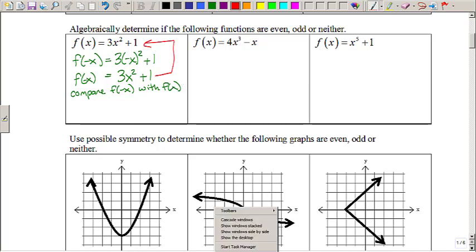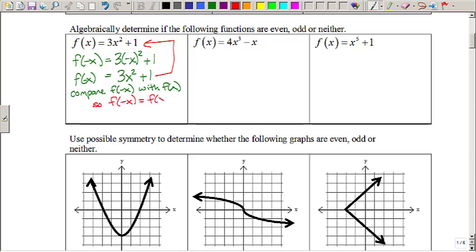Is f of negative x equal to f of x? Well, in this case, yes, 3x squared plus 1 and 3x squared plus 1, everything exactly the same. The signs are all the same, all the terms are the same. So we can say f of the opposite of x is equal to f of x. And if we look above, we remember that if f of x equals f of negative x, then my function is an even function.